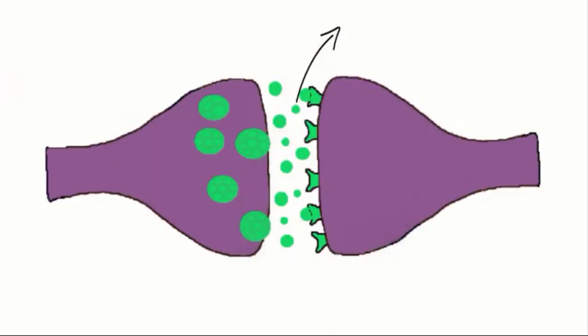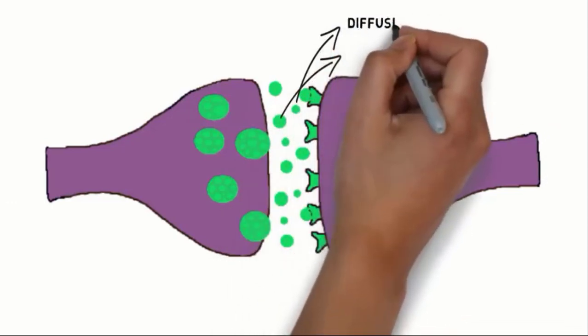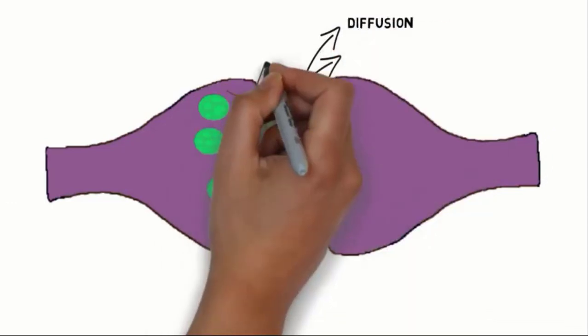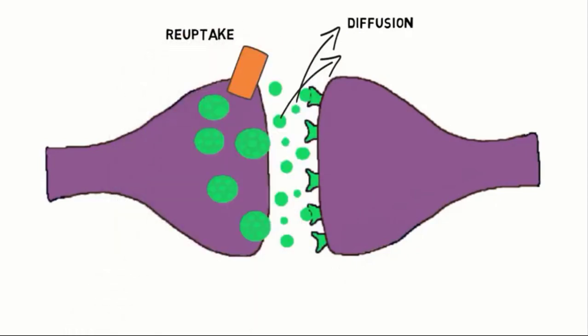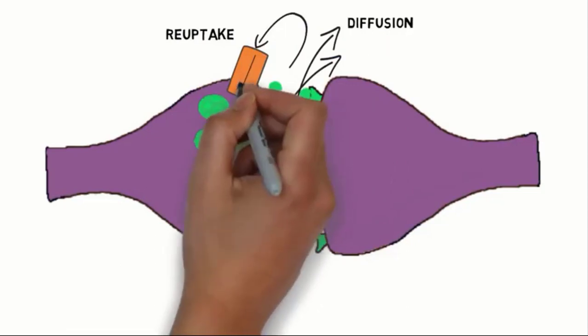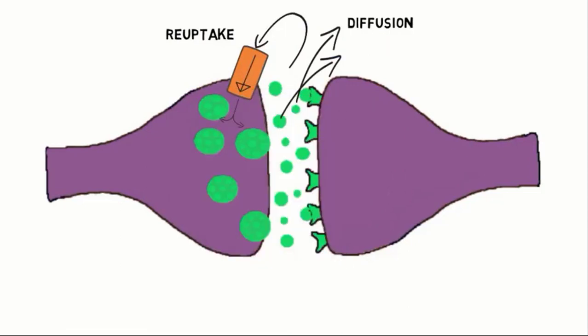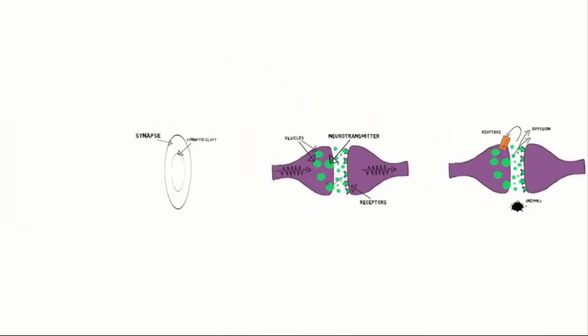Eventually, the neurotransmitter molecules must be cleared from the synaptic cleft. Some of them will simply drift away in a process called diffusion. In some cases, the neurotransmitter is taken back up into the presynaptic neuron in a process called reuptake. Once back inside the presynaptic neuron, the neurotransmitter can be recycled and reused. In other cases, enzymes break down the neurotransmitter within the synaptic cleft. Then the component parts of the neurotransmitter can be sent back into the presynaptic neuron to make more neurotransmitter.